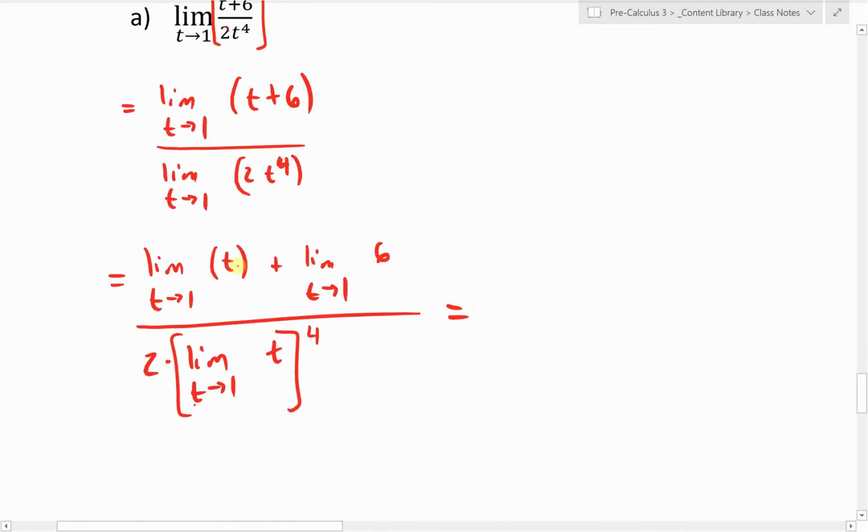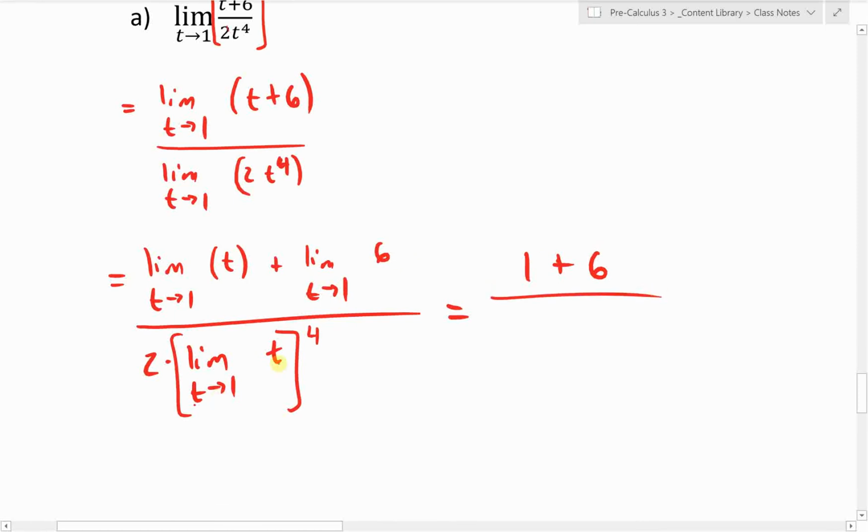The limit as t approaches 1 of t: as t goes toward 1, what does t go toward? Well, t goes toward 1. So the limit as t approaches 1 of t is 1. Next, the limit as t approaches 1 of 6. We have a constant function here. As t goes toward 1, 6 is constant, it stays the same, it's always the same value. So 6 is our limit. The limit as t goes toward 1 is 6.